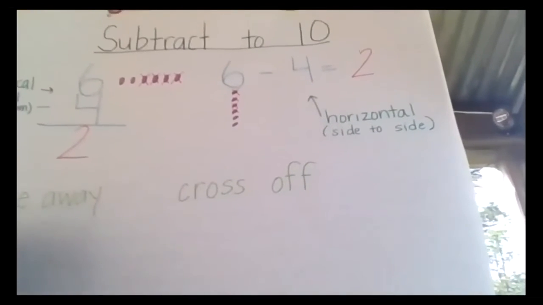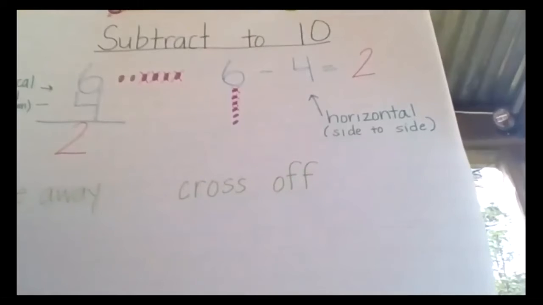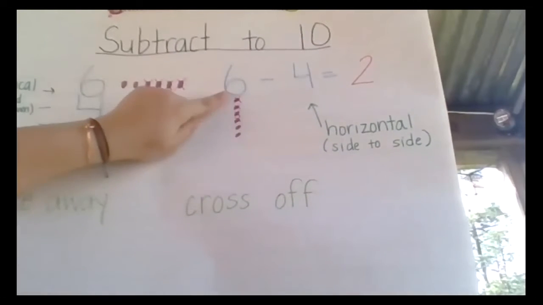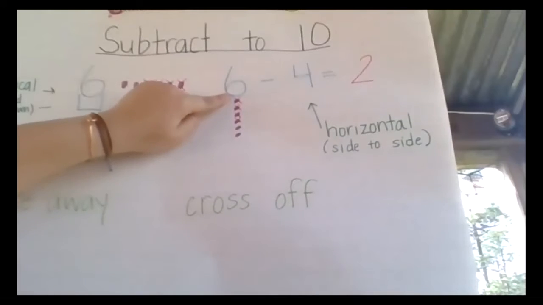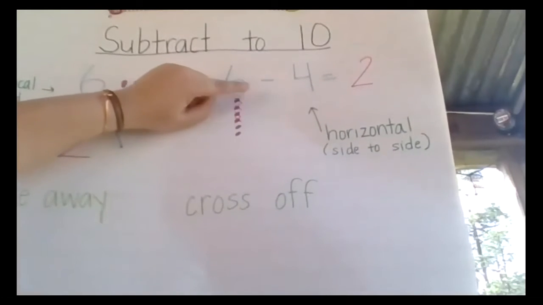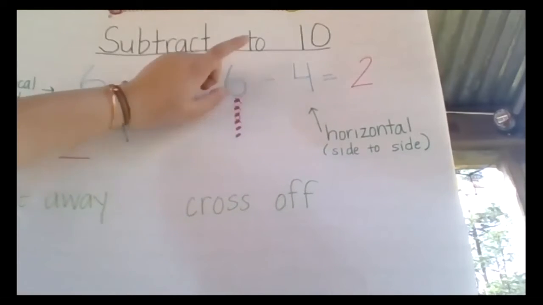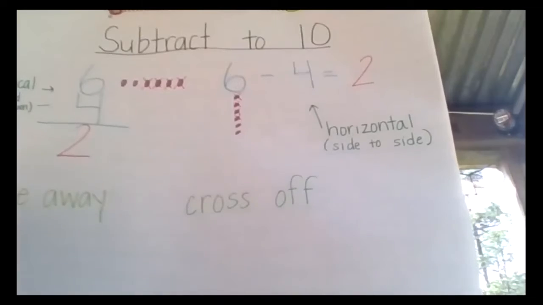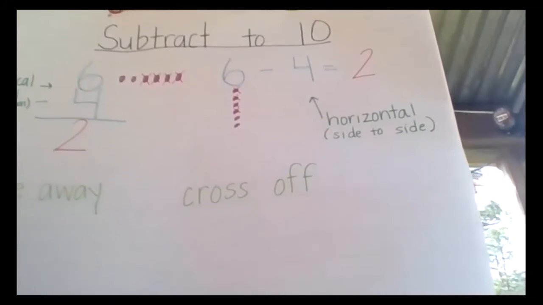This is the same problem, it's just a different way. Remember when we go side to side, that is called horizontal. So it looks exactly the same. I have my 6 dots for my big number 6. And then for my smaller number 4, I used my pink marker to cross out and count to 4. And then to find what's left, I just counted the ones that didn't have an X on them, okay? So that's our strategy for subtraction within 10.